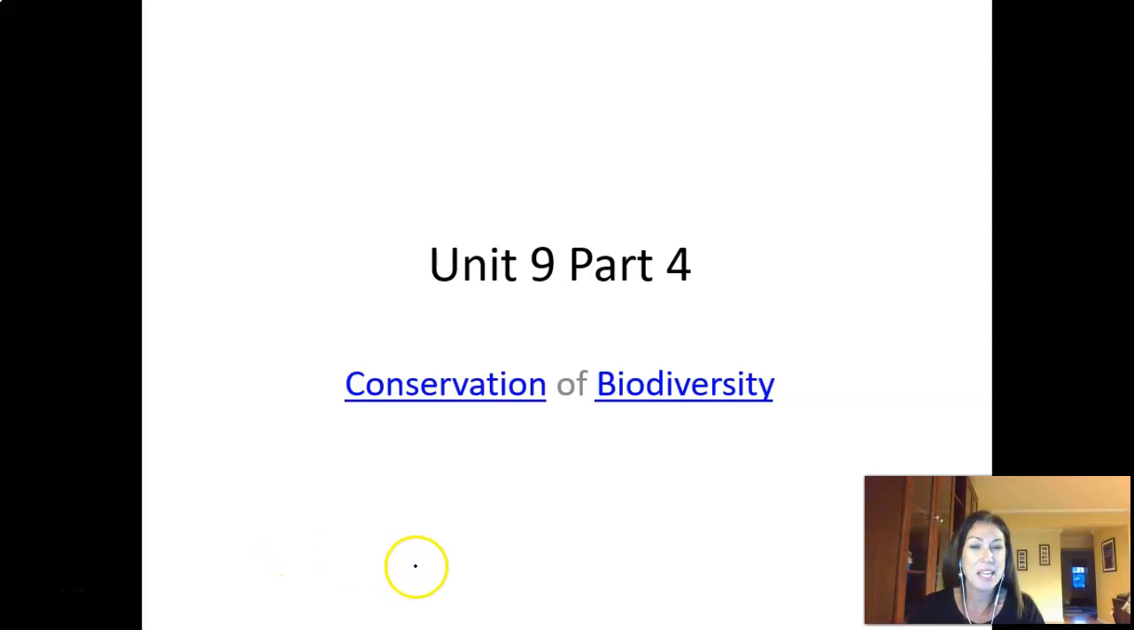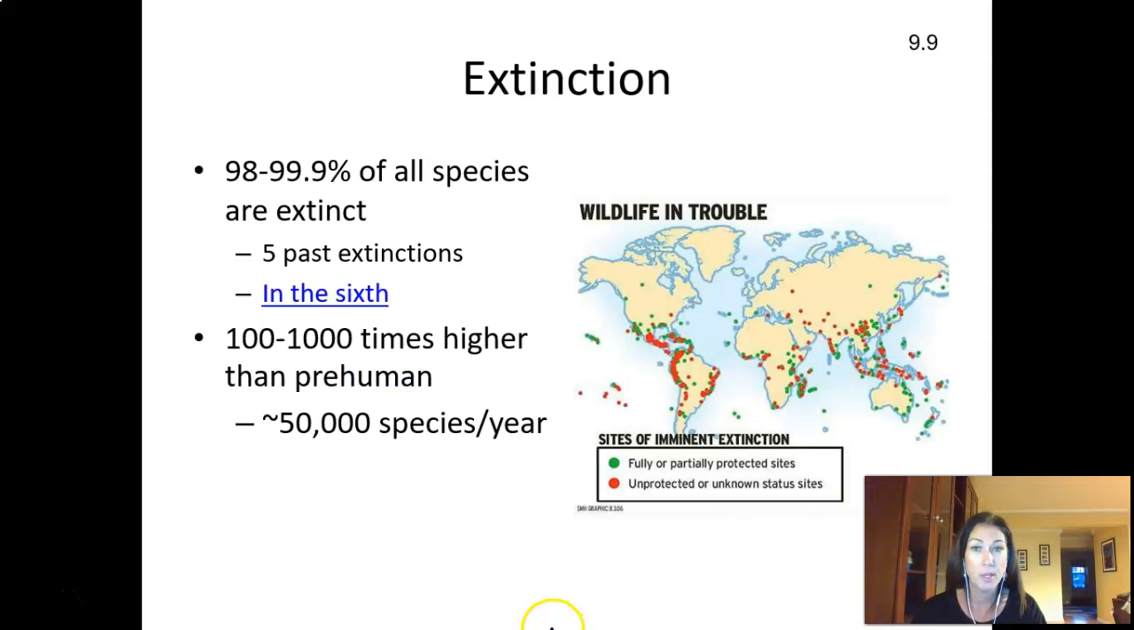Hi apes, today we're taking a look at Unit 9, Part 4, which is going to focus on the conservation of biodiversity. So I want to start off by looking at extinctions.